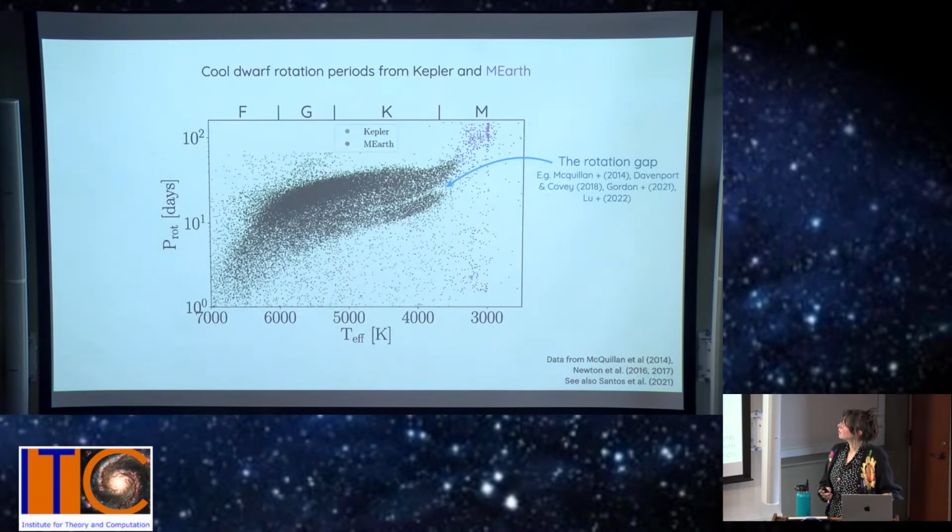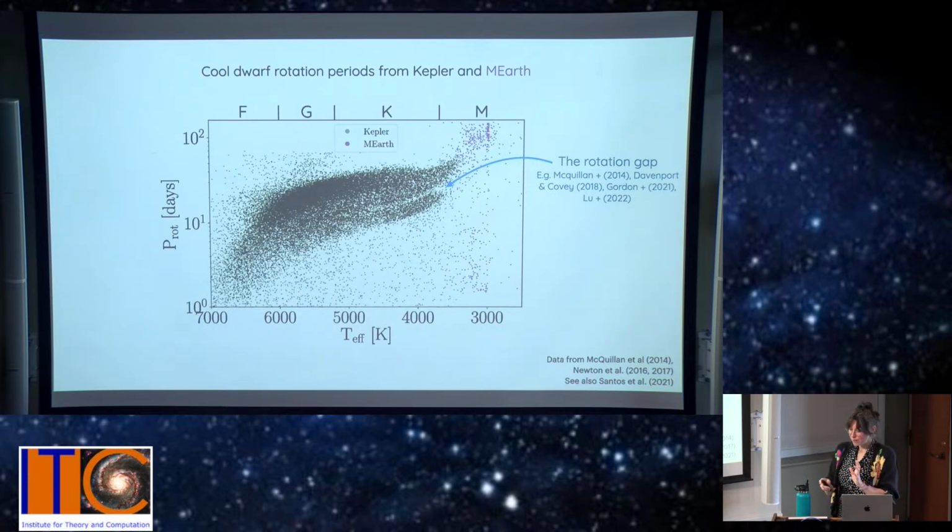Okay. So, the rotation gap. The rotation gap falls close to where I pointed out stalled braking was happening, around the K dwarfs and the M dwarfs. And so you might expect that it's related to that phenomenon. There's been a long search for the origin of this gap. It's very confusing and puzzling. It really stands out all the time.